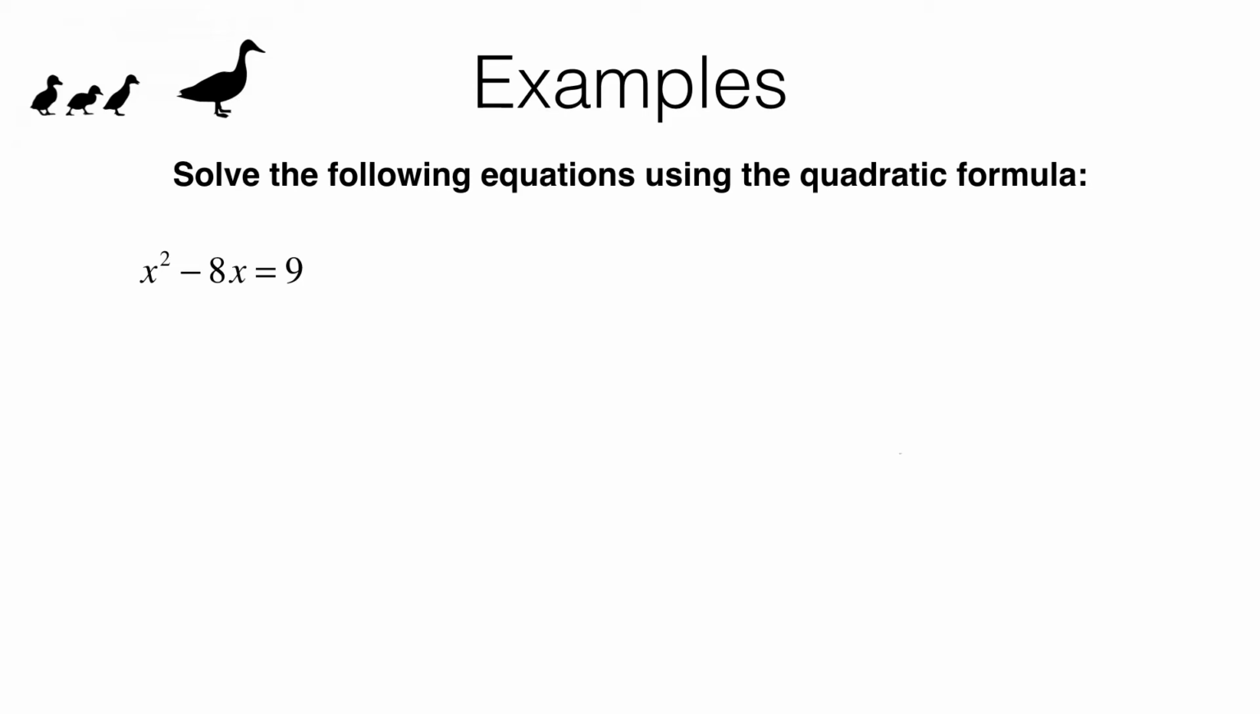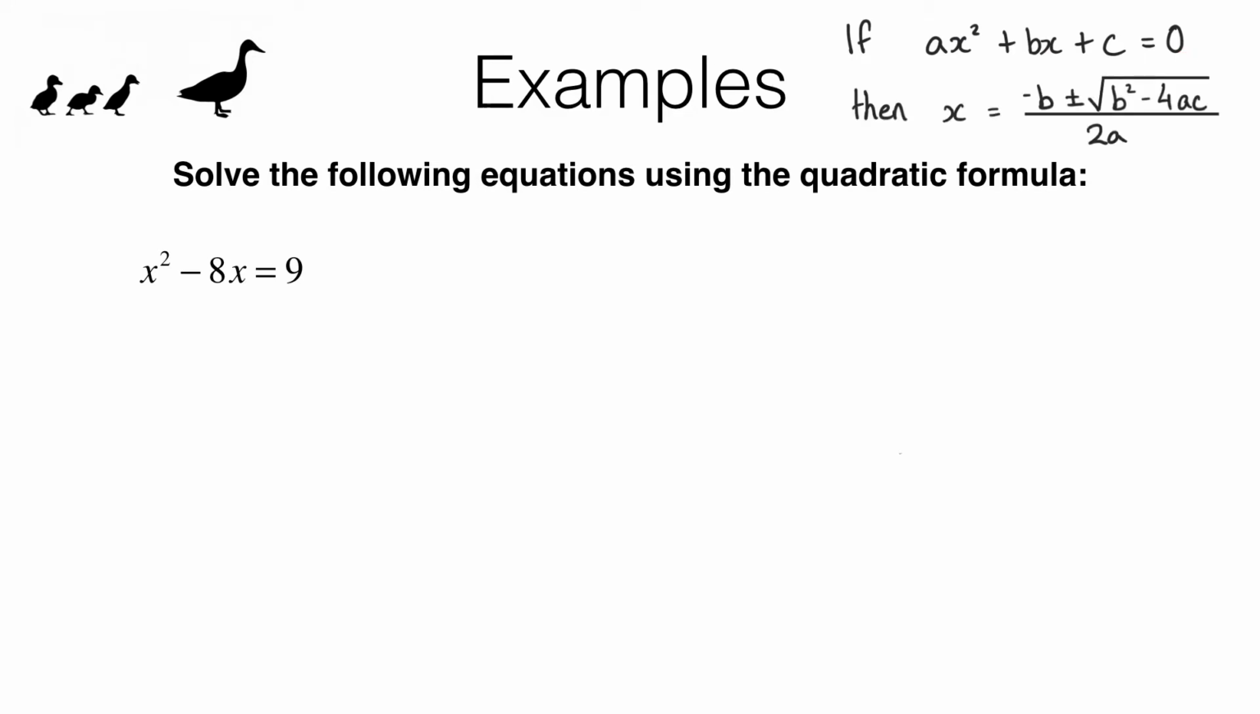This is our third video on solving equations using the quadratic formula. Make sure you're comfortable with using the quadratic formula from the previous two videos. Now, let's have a look at this one here. We've got x squared minus 8x equals 9, and we need to solve this equation. Remember, the quadratic formula tells us that if we've got ax squared plus bx plus c equals 0, then we've got our solutions as described by the formula.